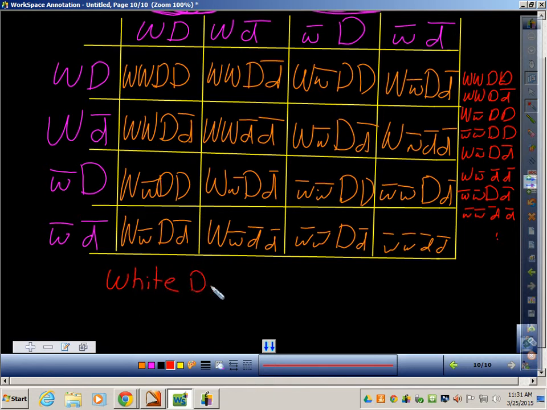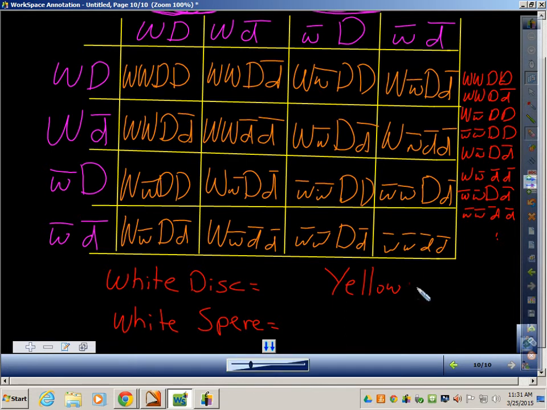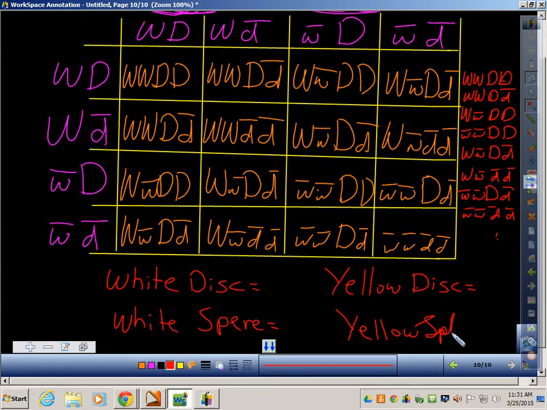White disc would be one phenotype. So white disc is the first one, okay? I could also be white sphere. I could be yellow disc. And I could be yellow sphere, right? When it does that, I'm just going to go into cursive mode from now on. So I don't curse, right?